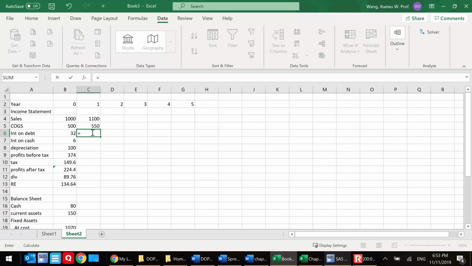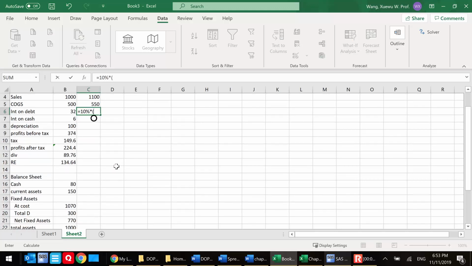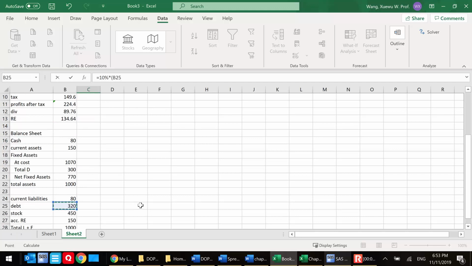And interest on debt, so that's actually 10% of the average debt balance. So I'm going to do 10% multiplied by the average debt balance. So I'm going to have debt for year 0. I'm going to have debt for year 1.